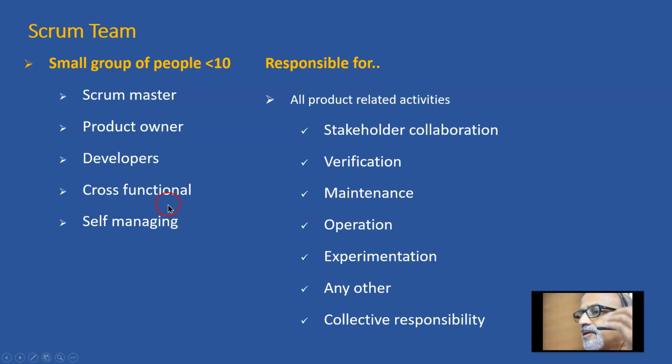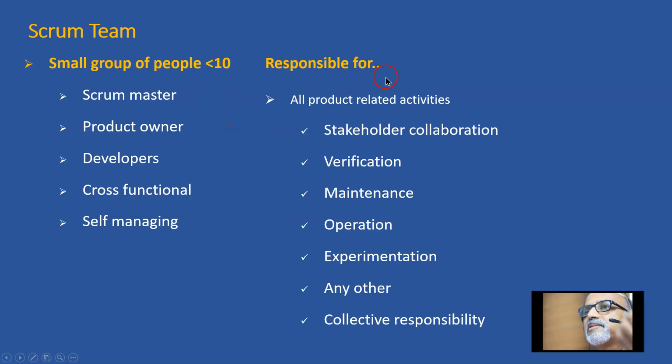It is a cross-functional team because we don't create departments within the team, we don't create sub-teams within the team, because the team size itself is only 10, so it is just one team. And self-managing means it is a self-organizing team. The team decides how to do the work. Nobody is going to tell them how to do it. The team themselves decide how to do their work.